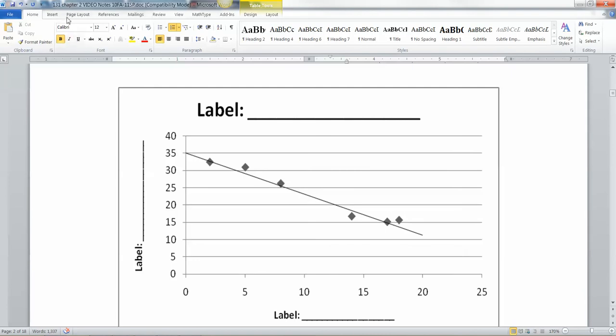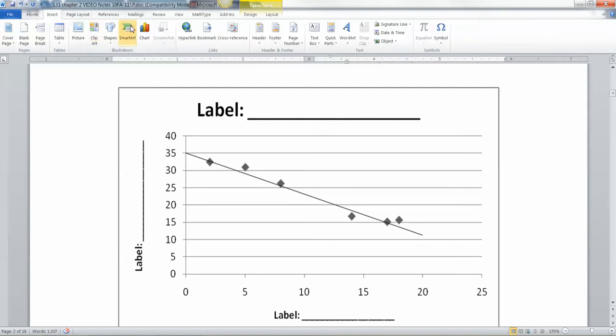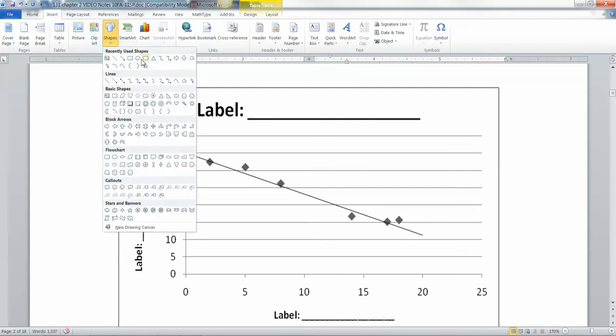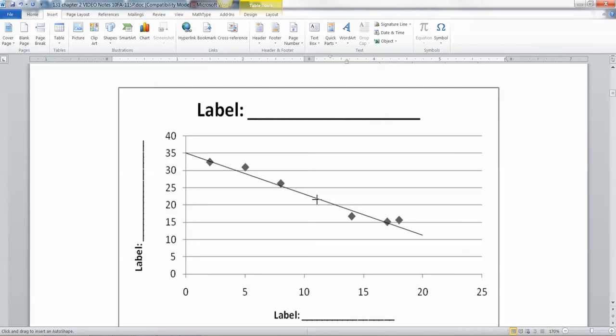There's a point missing. So let me insert a little shape. I think it's in the middle right there. Hold on.